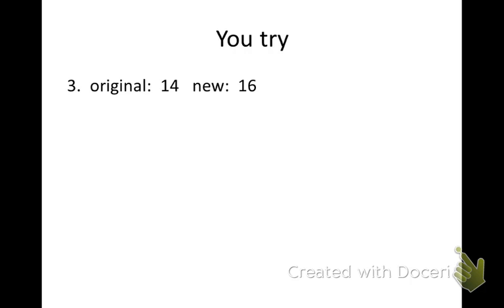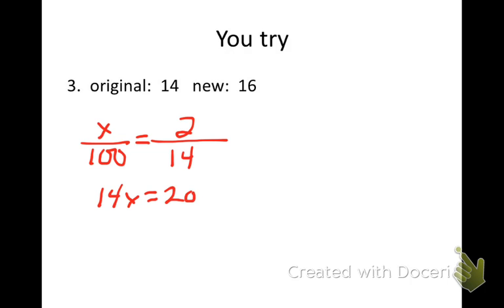This problem, again, we want to know x over 100. What's the amount of change? 2 over the original, 14. 14x equals 200. Divide by 14, and you are going to get 14.2857 and more numbers. But the directions did say round to the nearest whole percent.